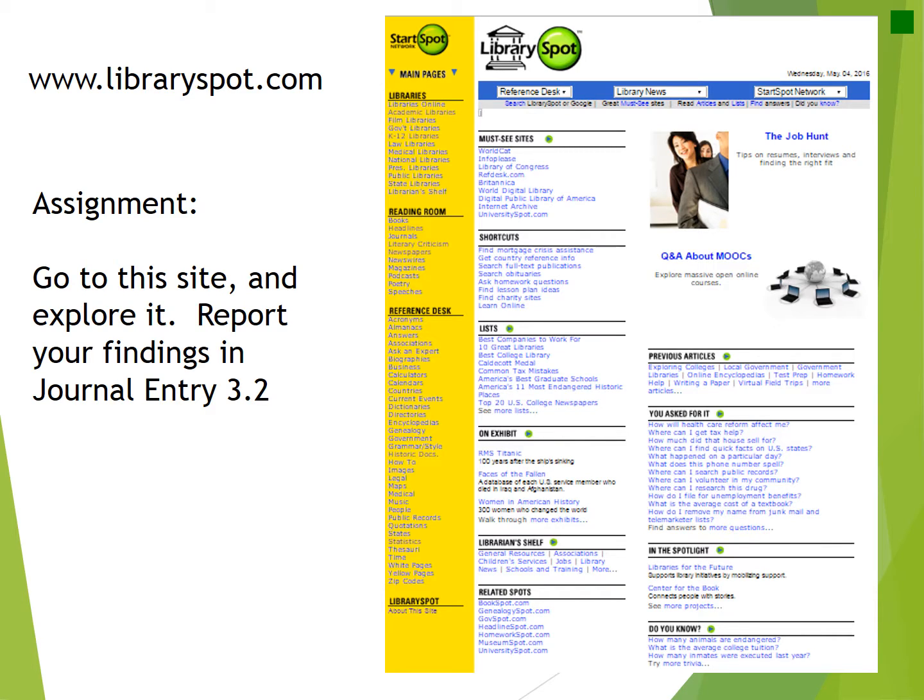Here is a website called Library Spot. It claims to break through the information overload of the web and bring the best library and reference sites together with insightful editorial in one user-friendly spot. Go to this website and see how it may qualify as a library. What is collected? Who is the audience? Is this a service? Report your findings in Journal Entry 3.2. What might have been interesting, surprising, or inspiring to you?